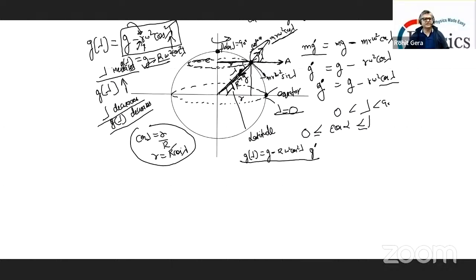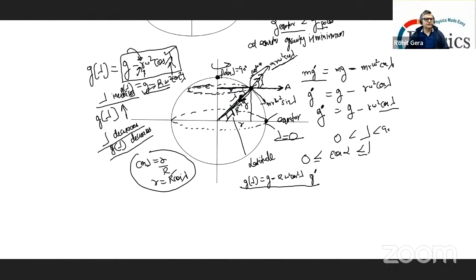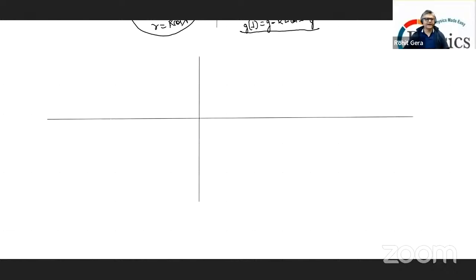So graph, let's draw the graph which was pending. ठीक है? Let's draw the graph. एक तो हमारा डायरेक्टली आ गया था. As the radius increases, the force increases. And then it reaches the highest point at the surface, and then it will reduce.